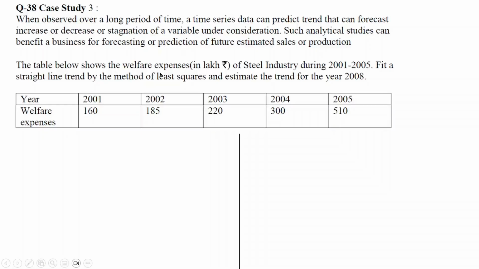The table below shows the welfare expenses in lakh rupees of steel industry during 2001 to 2005. Fit a straight line trend by the method of least squares and estimate the trend for the year 2008. So here we have various years. For various years, the welfare expenses are given. So first we have to fit a straight line trend by the method of least squares, and then we have to estimate the trend for the year 2008.